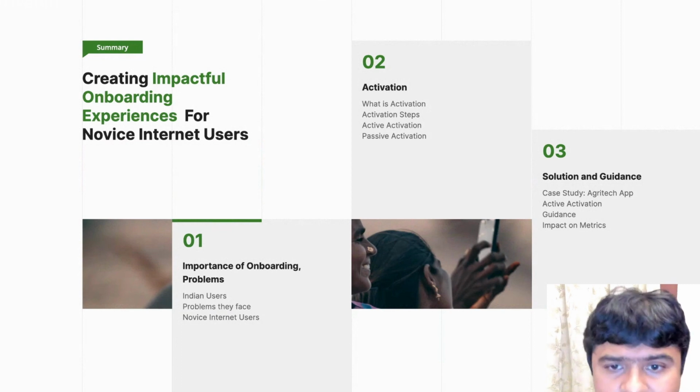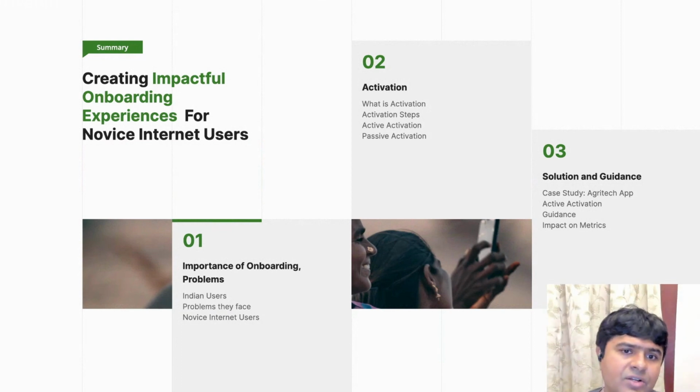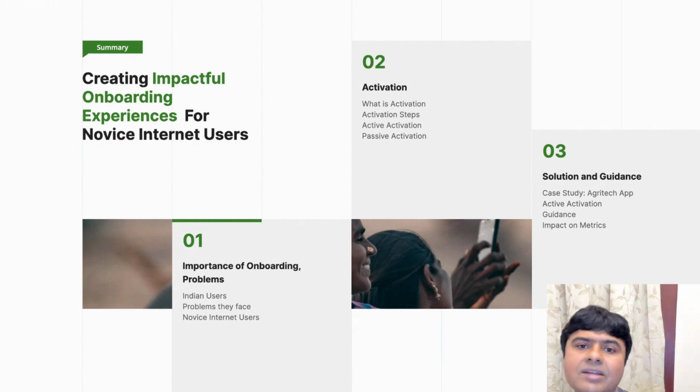Right. So hopefully, this was all useful to you. I covered a lot of things. I talked about onboarding, right? What were some of the problems in onboarding? I talked about Indian users, and internet users across the world, some of the problems they face, right? How do you design effective onboarding mechanisms for them? I talked about activation, active and passive activation, right? I also talked about how you can apply active activation techniques to the Agri-tech app. I showed you some other apps that use something like that. Right? Also talked about some of the strategies, some of the key tips that you can use to improve your onboarding experience. And finally, I talked about impact as well.